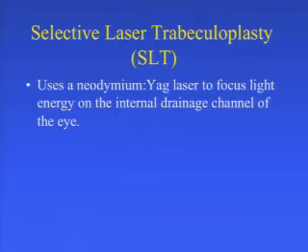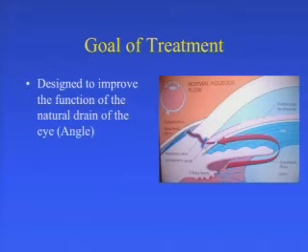First, I'm going to talk about selective laser trabeculoplasty. As I said, it's also referred to as SLT. Selective laser trabeculoplasty uses a laser to focus light energy on the internal drainage channel of the eye. And it's designed to improve the function of our drain of our eye, which we also refer to as the angle.